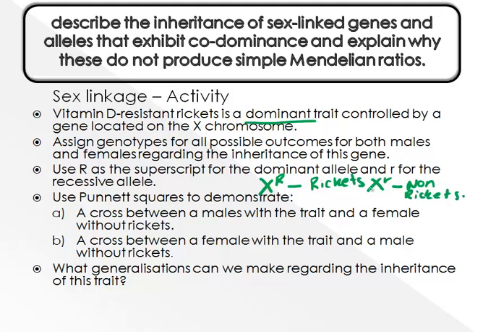So it says use a Punnett square to demonstrate a cross between a male with the trait and a female without rickets. And B says a cross between a female with the trait and a male without rickets. The last bit before we move on to the next slide, it says, what generalizations can we make regarding the inheritance of this trait? So let's do the crosses, and we'll come back and we'll look at that question.